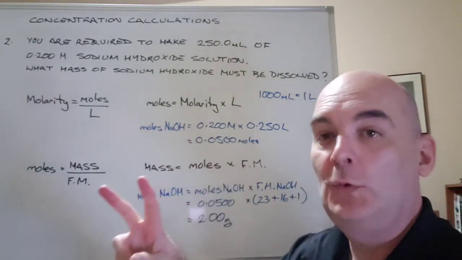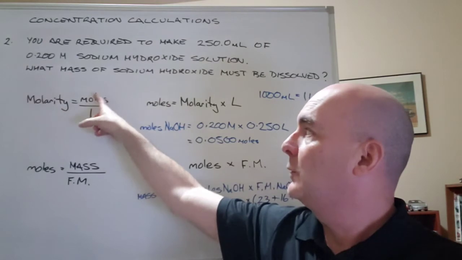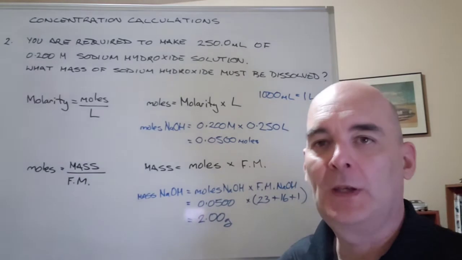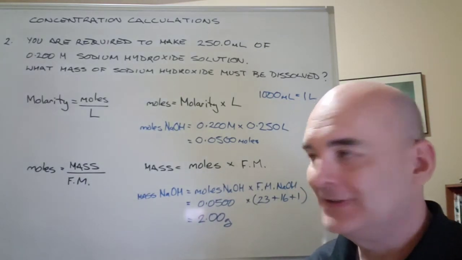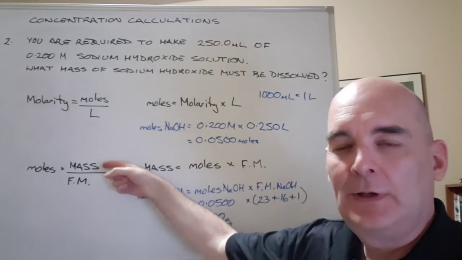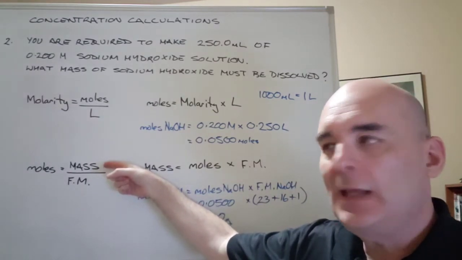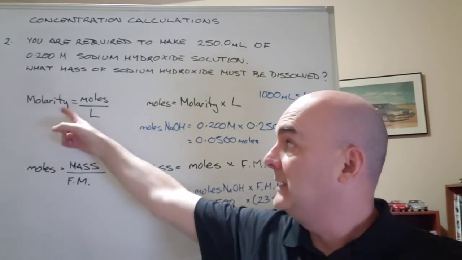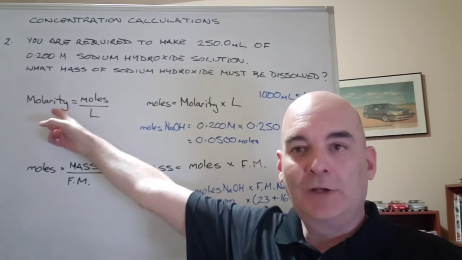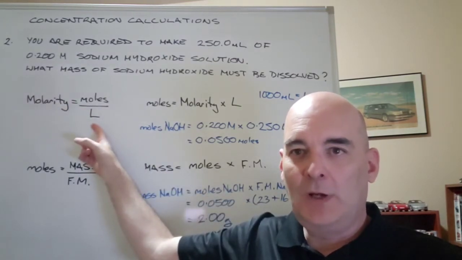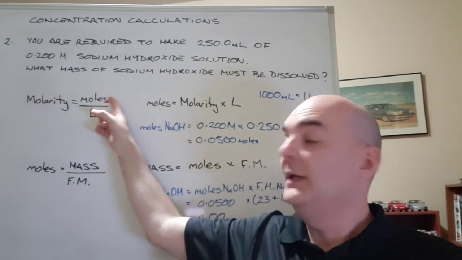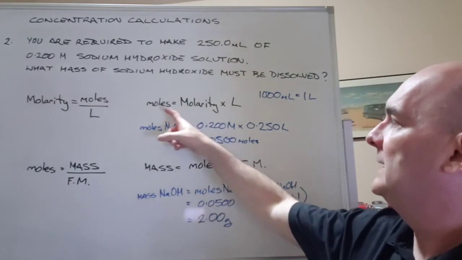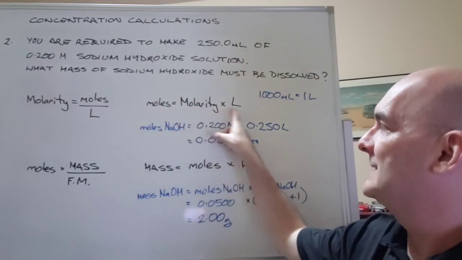So we know 2 equations. They are molarity equals moles per litre, and we know that moles equals mass divided by formula mass. This question is asking us to get to that, the mass. In order to get there, I need moles. In order to get to moles, I need to convert the molarity that's in the question and the number of litres that's in the question, currently as millilitres, into moles. So I'm going to rewrite molarity equals moles per litre as moles equals molarity times litre.